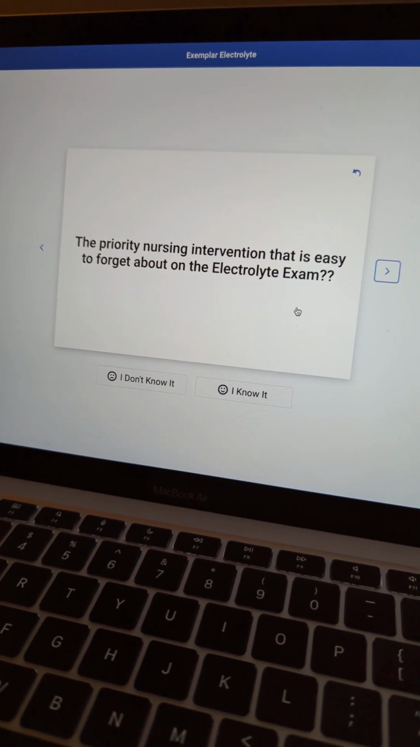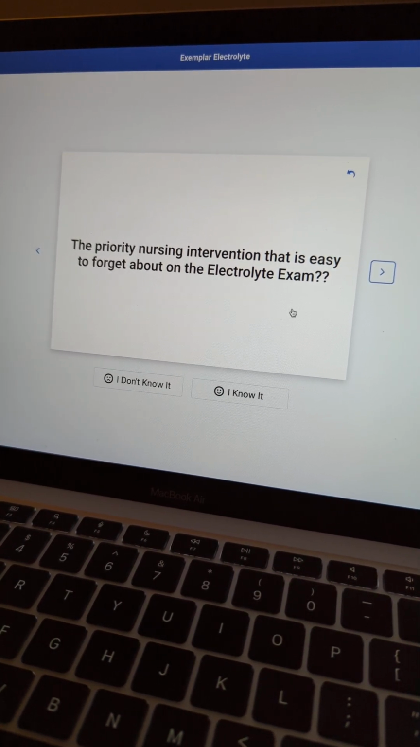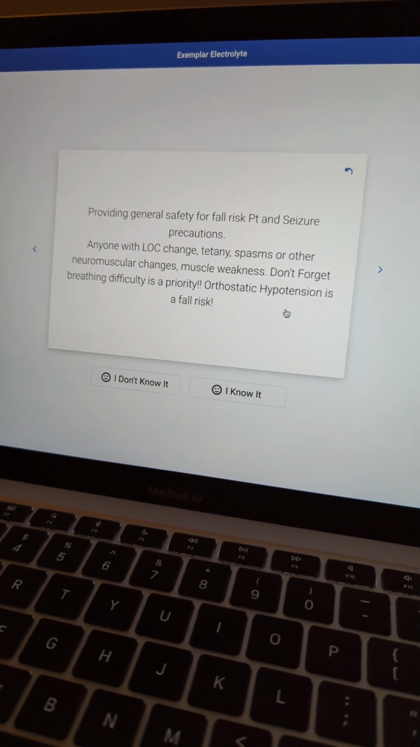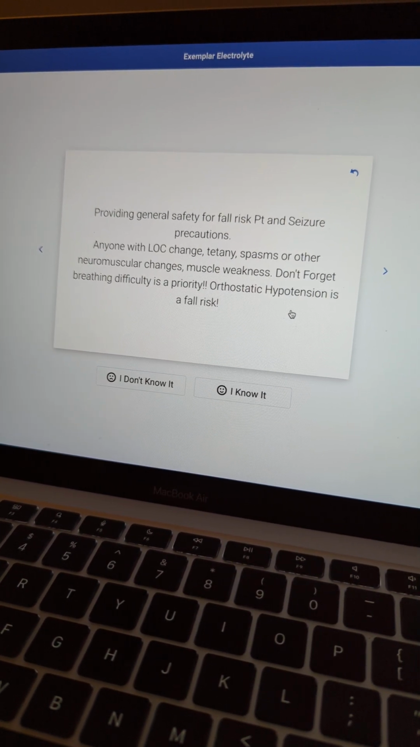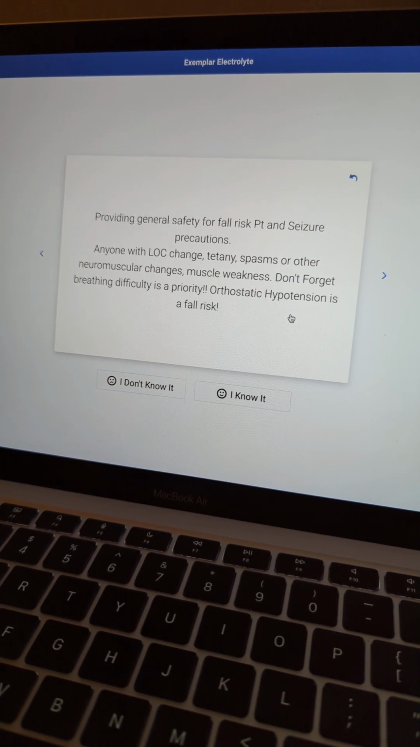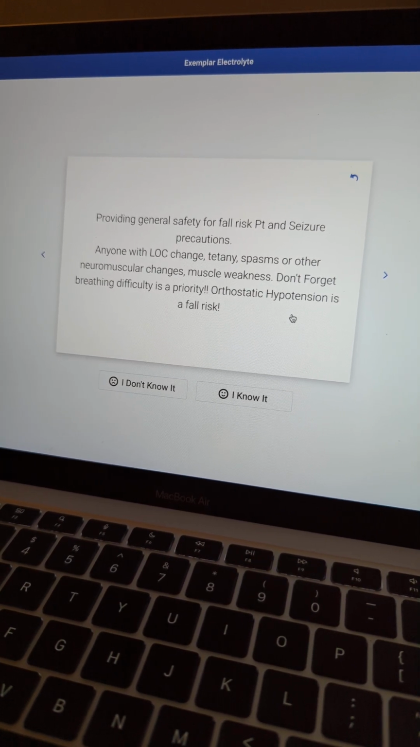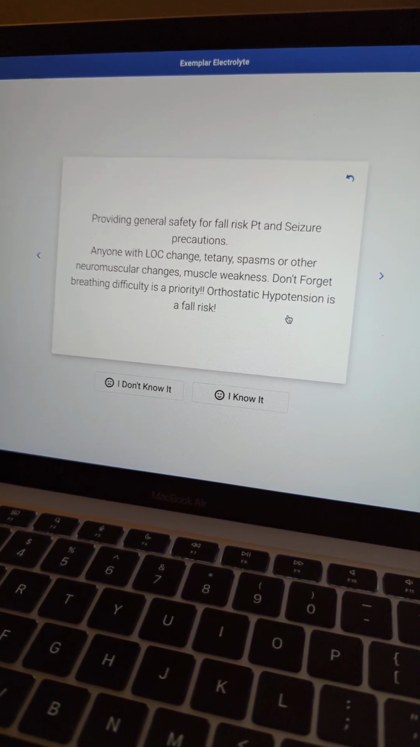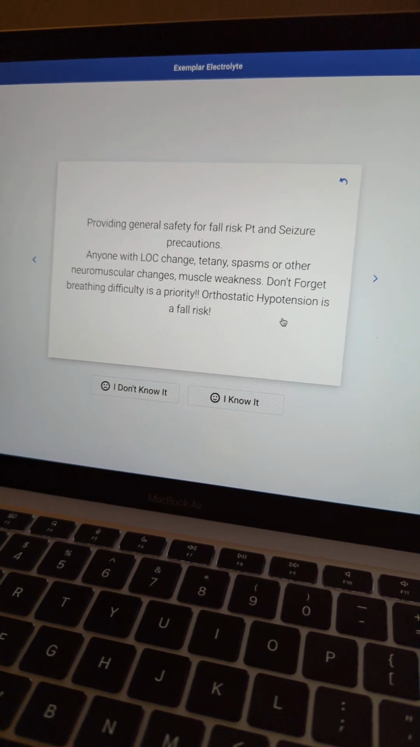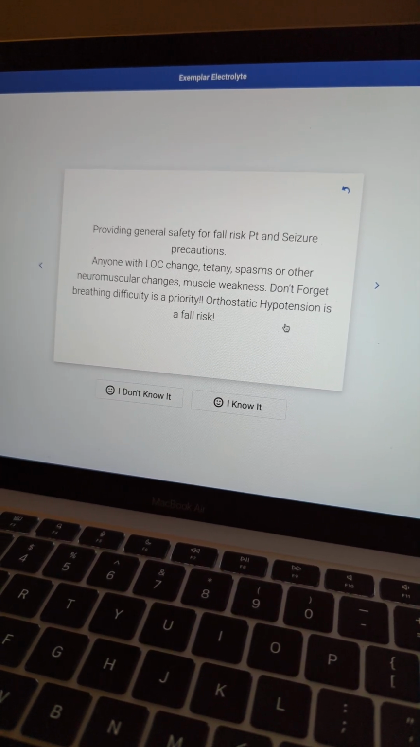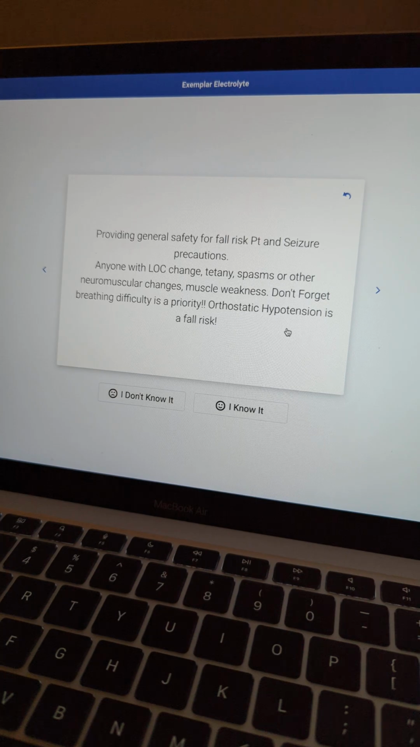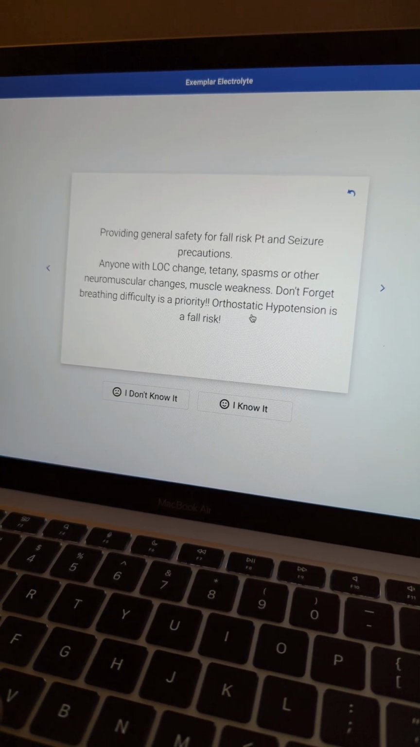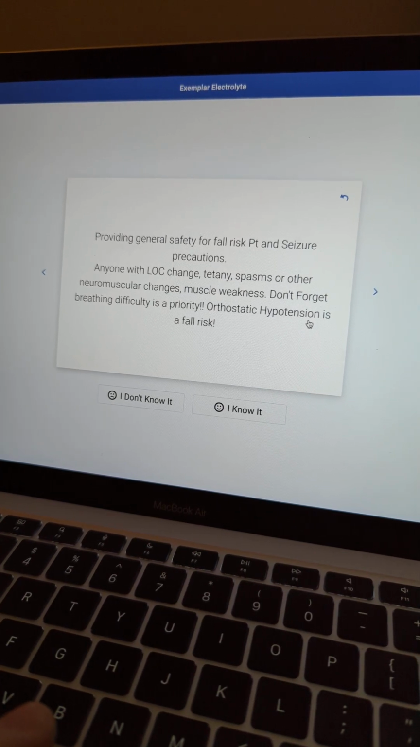The priority nursing intervention that is easy to forget about when dealing with electrolytes is providing general safety, like fall risk safety and seizure precautions. Seizure precautions then lead to airway patency. So anyone with a level of consciousness change, tetany, spasms, neuromuscular changes, or weakness, we have to remember that it's going to lead to breathing difficulty. And orthostatic hypotension is a fall risk.